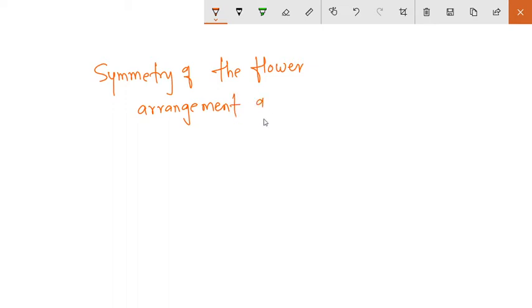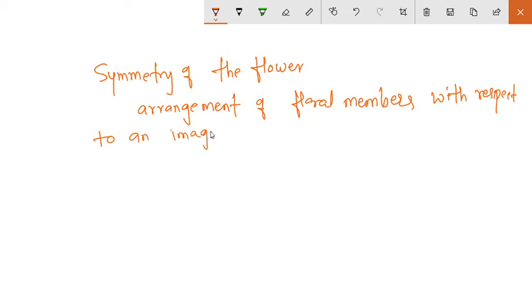Good morning students. Today we are going to discuss the symmetry of the flower. Symmetry of the flower means what? It is the arrangement of the floral members with respect to an imaginary central axis.